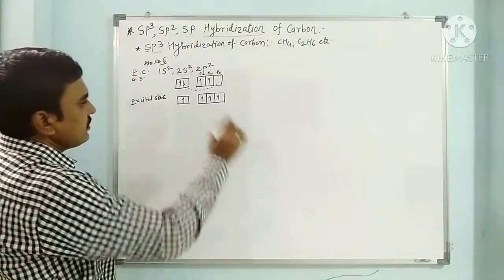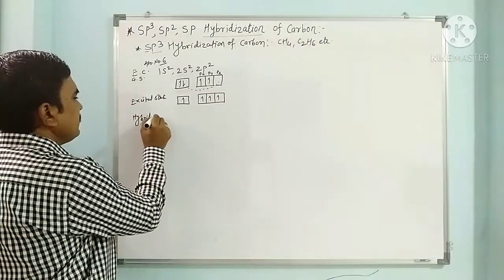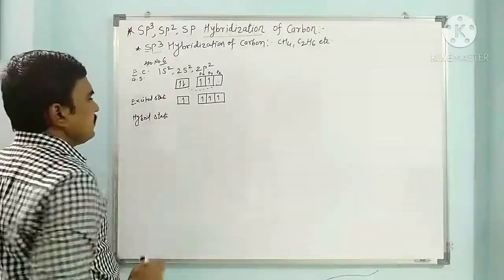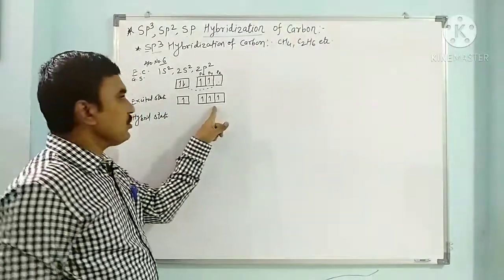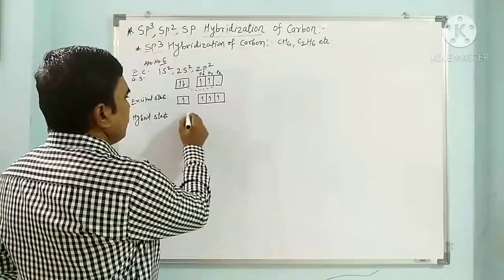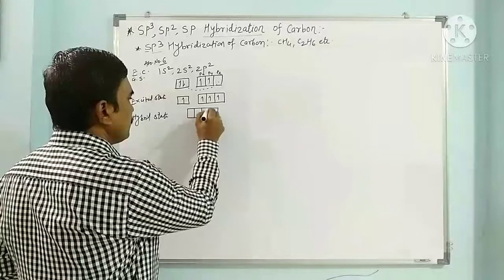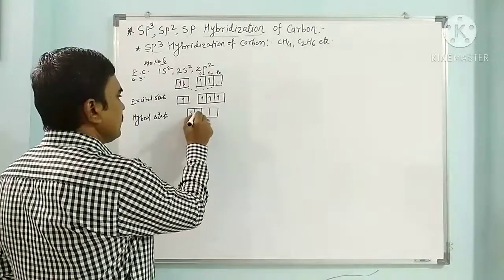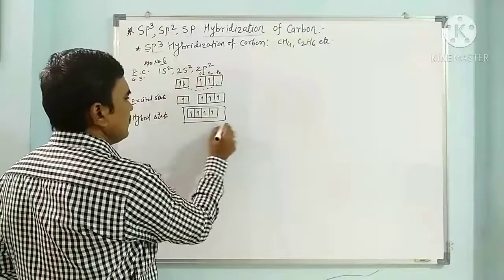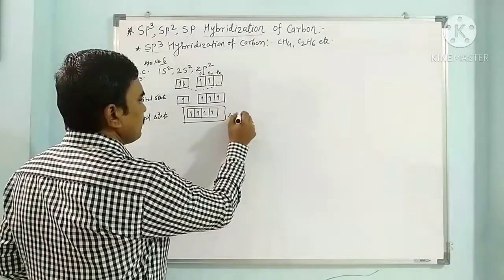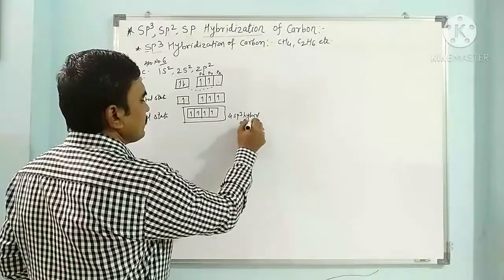Now what happens in the hybridized state? This s orbital and these 3 p orbitals undergo mixing to give a new set of 4 orbitals, 1, 2, 3 and 4, and each has a single electron. So these are the 4 sp3 hybrid orbitals.